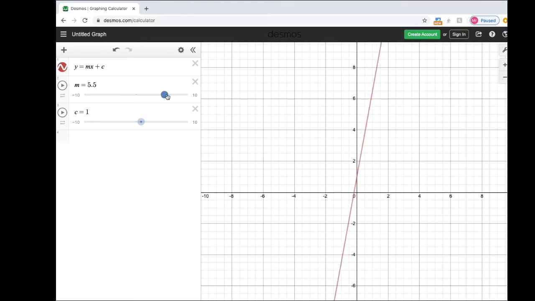And then as we come back down from m, we notice that it hits 0, okay? And at 0, if I can hit it, where is it? There we go. It's 0. At 0, we have no gradient, which means that the line is flat, okay?